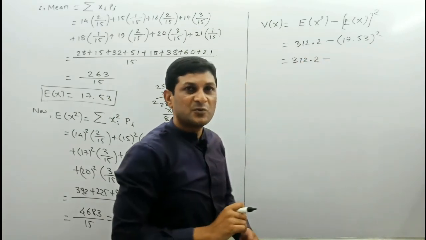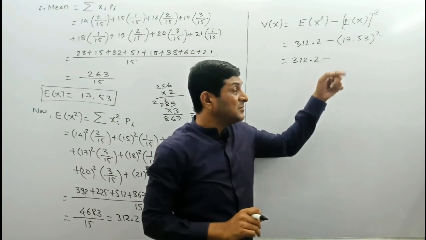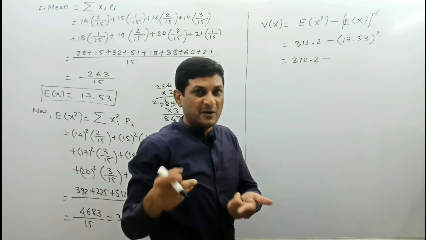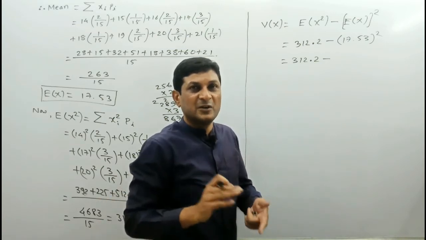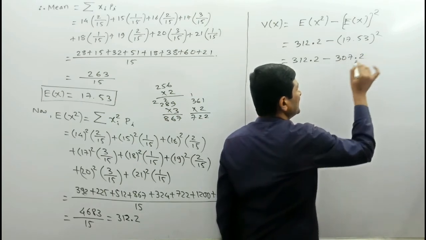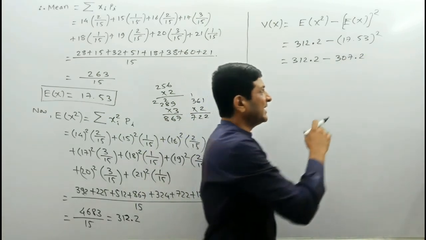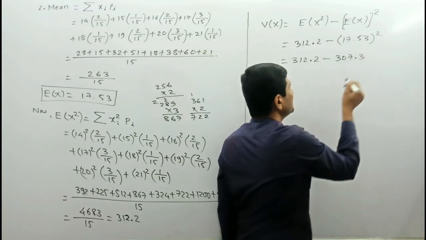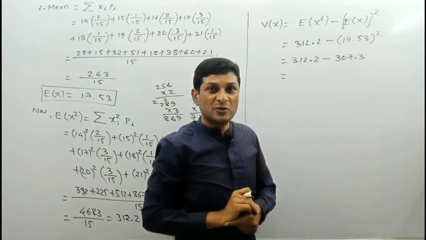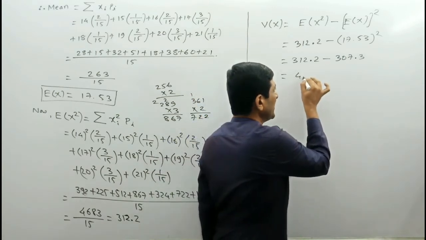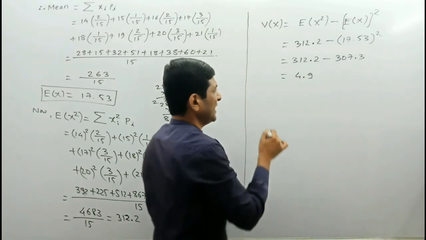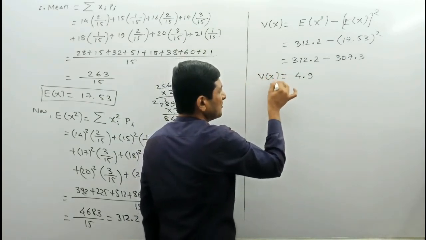Now we have to find out the square of what? 17.53. Its square can be found using the regular method also or using a log table, and its square will be 307.3, approximate value of the square. Now we have to perform the difference of these two numbers, and this difference will be equal to 4.9. So easily we are able to find this difference, which is 4.9. In this way we have got the variance of the random variable.